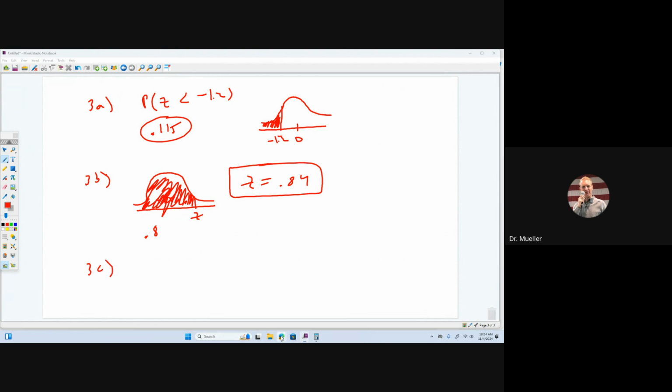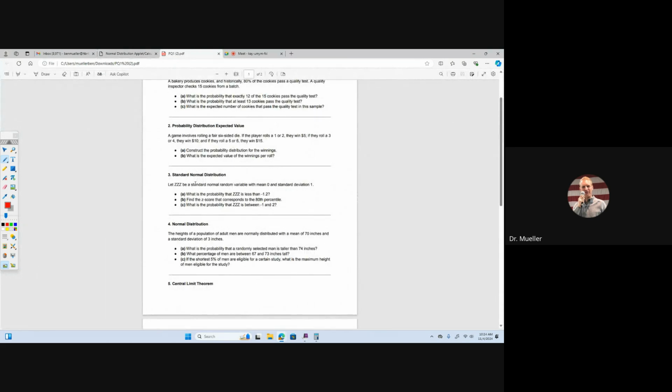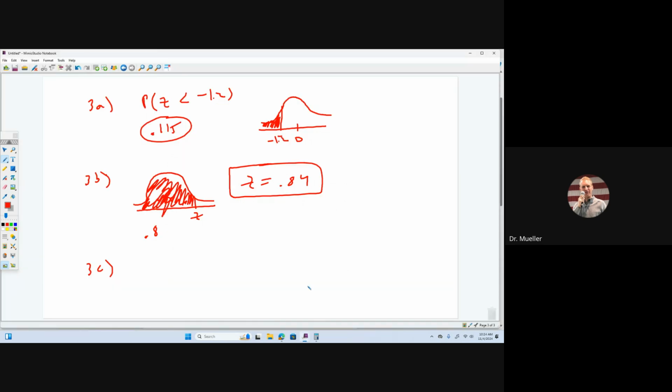C. Find the probability that Z is between negative 1 and 2. All right, so if we draw a picture of this, negative 1 and 2: 2 is going to be greater than the mean, negative 1 is less than the mean. We want to find the area between, right? So the probability that Z is between negative 1 and 2.